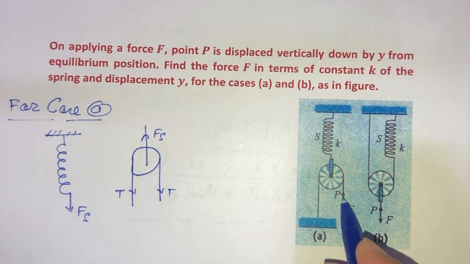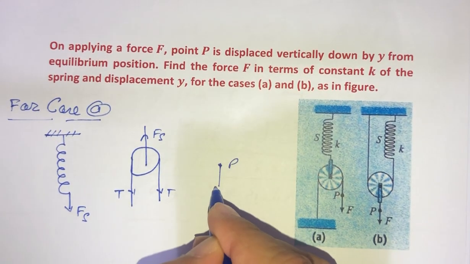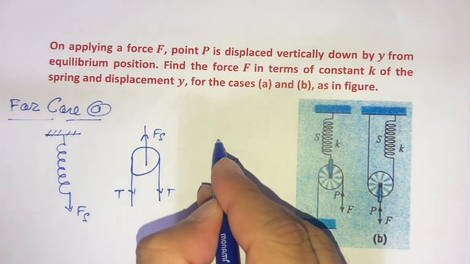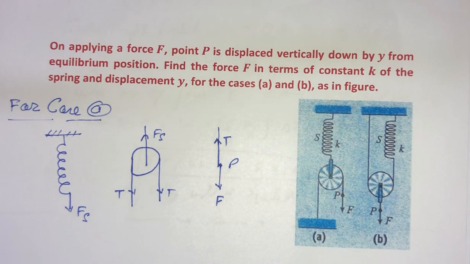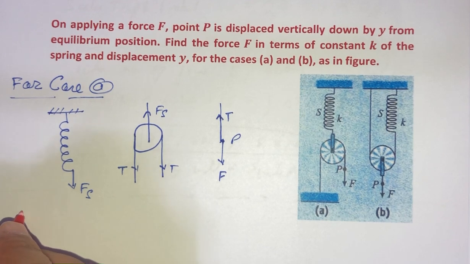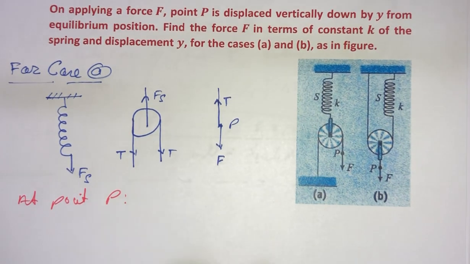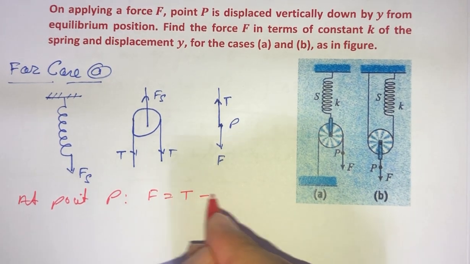And if you want to draw P in the equilibrium position, this is point P, it's being pulled by force F in the downward direction, and upward there will be a tension T acting on it. So these are the various forces for figure A. Under the equilibrium, at point P, force F will be equal to tension T. Let this be equation number 1.